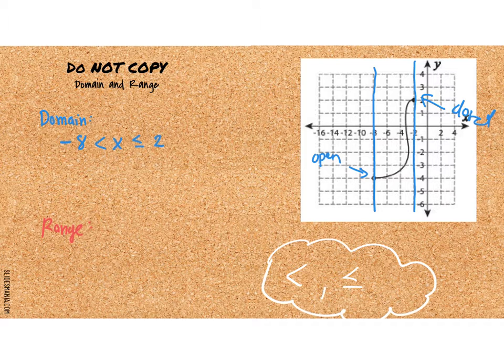If I go to the range, now we're talking from the lowest, which is -4, y in between, to the highest, which is +2. And again, this one is closed and this one is open. So where -4 is at, it's open, so that means it's going to be less than. Where +2 is at, it's closed, so that's going to be less than or equal to. And I'm done.